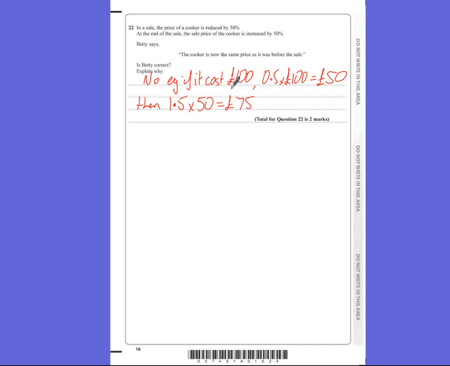So you can see that if we use an example, the best way to show it is to knock 50% off, because 50% of 100 is 50, knocking that off leaves us with 50. And then 50% of 50 is only 25. So adding that back on only gives us back up to 75. So the key here is that 50% of the original is a lot bigger than 50% of the sale price.